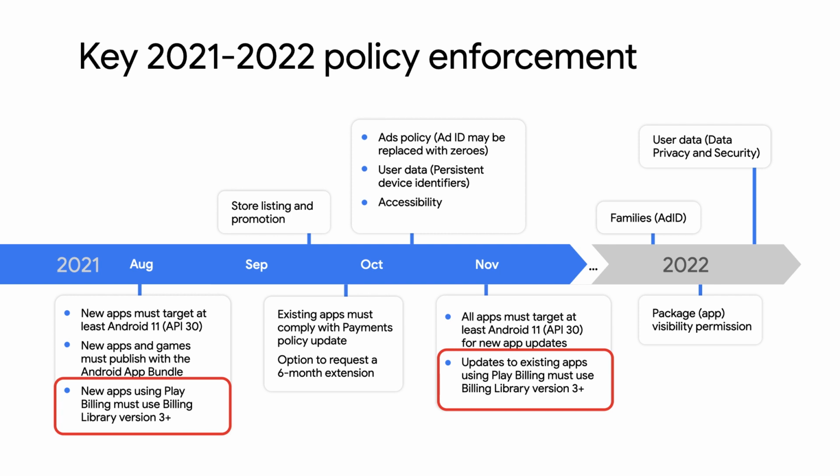By August 2nd, all new apps using Play Billing must use Billing Library 3 or 4. By November 1st, all updates to existing apps using Play Billing must use Billing Library 3 or 4.